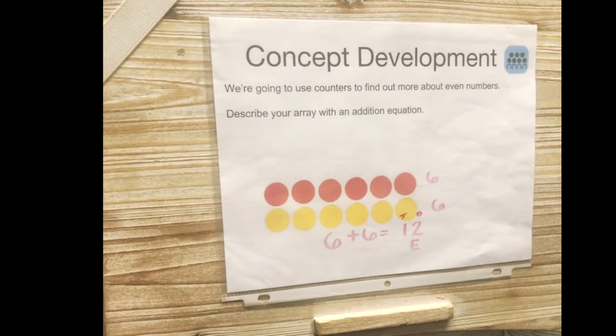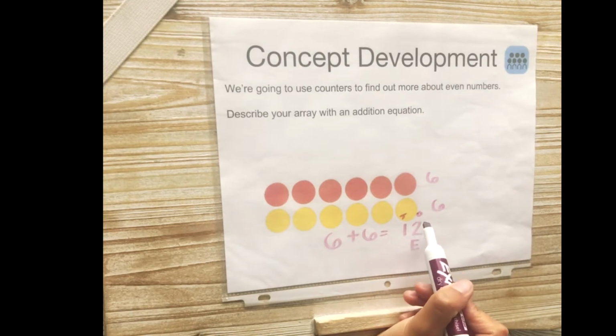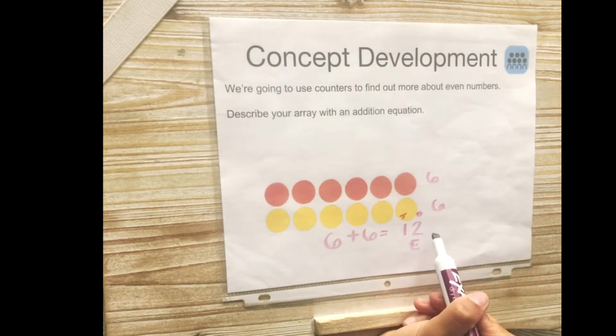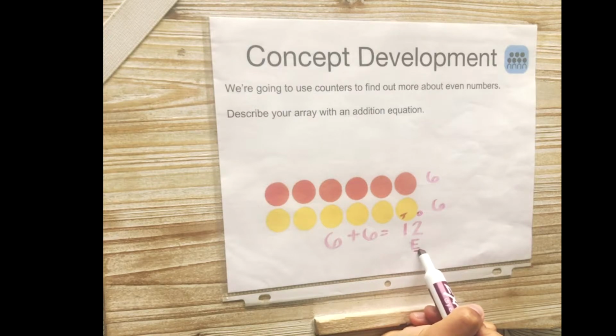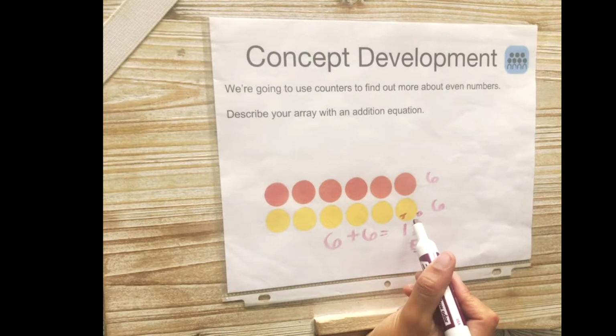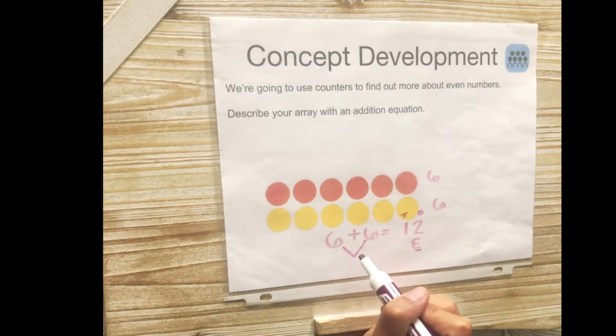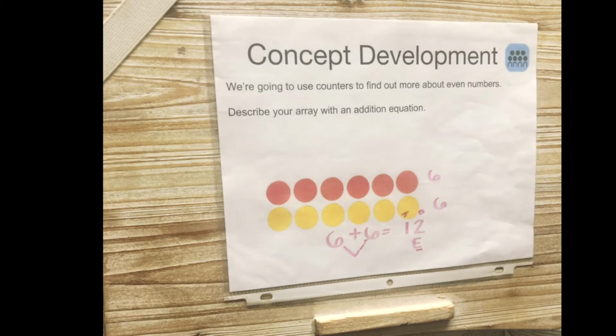If we look at the ones in the number 12, we notice that there are 2 ones. So I automatically know that that is an even number. And also I know that it's an even number because if I was to break 12 apart, I will see 2 equal parts. I would see 6 and 6, which tells me that that is an even number. I'm going to give you a second to write that down before we move on to the next problem.